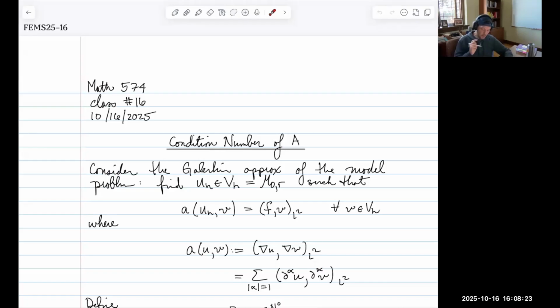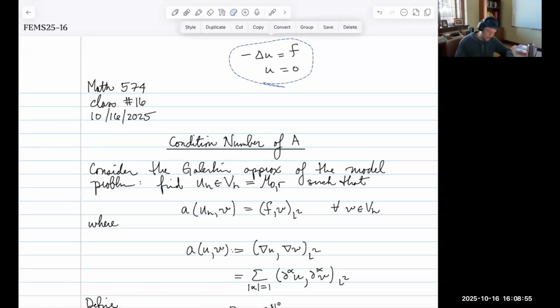So recall that the model problem has a bilinear form, which looks something like this, right? Of course, the model problem is in strong form minus Laplacian u equals f and u equals 0 on the boundary. So just to remind you, that's the problem we're talking about. Of course, to get the weak formulation, we multiply by a test function, integrate by parts, and then the Galerkin approximation follows pretty quickly from that.